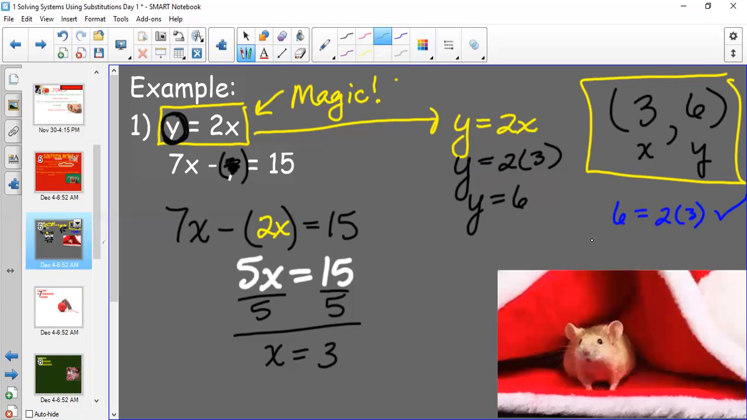Let's plug it into the second one. That was 7 times x, which is 3, minus y, which is 6, should equal 15. Well, 7 times 3 is 21, minus 6. That does equal 15. So I know for sure that this point is a solution to both of them. And this is the only answer. Again, if that was a test or quiz, it'd be really smart to check your answers. All right, so let's try a few more.